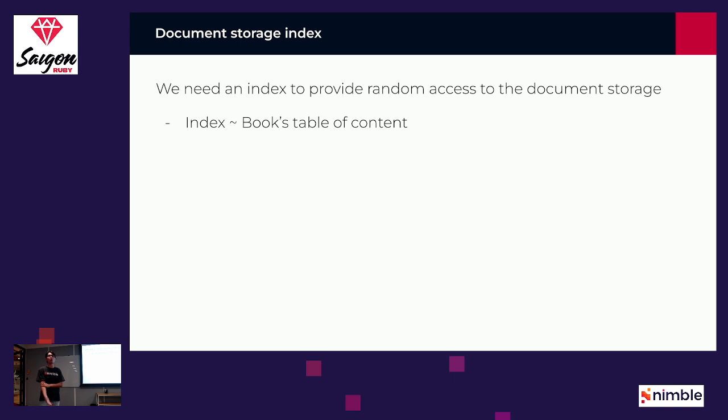For example, if you want to look for, let's say, chapter 12 in a book, without the table of contents, you have to skim every page of the book. You have to flip through the book, and hey, I found chapter 12, but that's obviously inefficient.